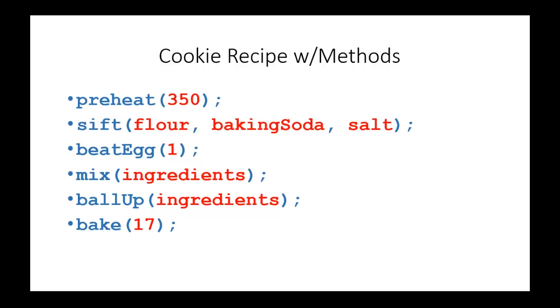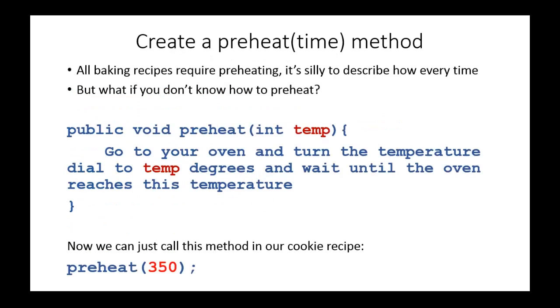oven technology advanced, and you wanted to change your preheat instruction, right? No longer are you turning a dial to 350, maybe you're using a touchpad, and you want to describe that in your method. Well, now you just have to change it in one spot, right? You just have to change it right here. You can just say, instead of turn the temperature dial, use the touchpad or whatever. And that'll be changed for every single recipe that calls that method, right? So that's really cool. You're updating your code just in one spot instead of 1,000 different recipes that all use the preheat method, right? Can you guys kind of see the power of that?